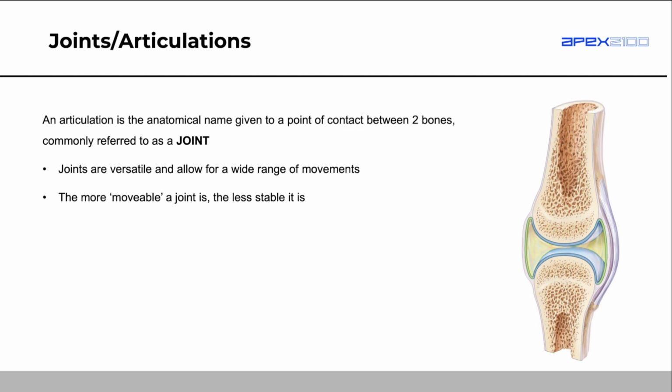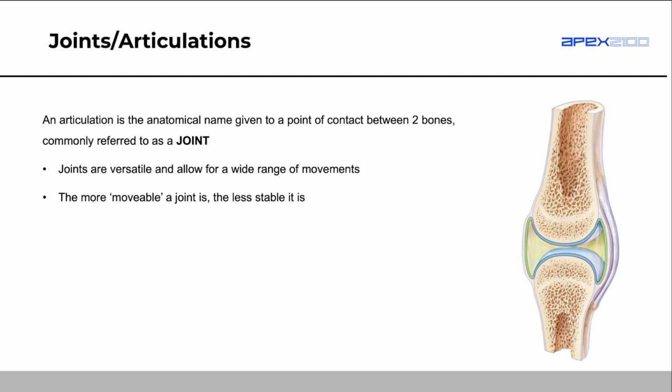So joints and articulations. Now, an articulation is the anatomical name given to the point of contact between 2 bones, and it's commonly referred to as a joint. So joints and articulations can be used interchangeably. An articulation is a little bit more correct, but we all say joints. They are very versatile and they allow for a wide range of movements.